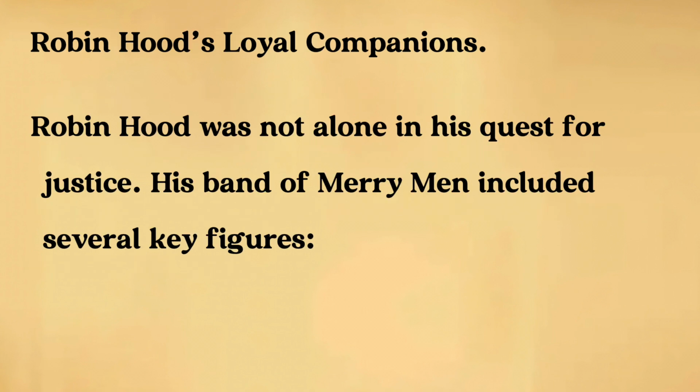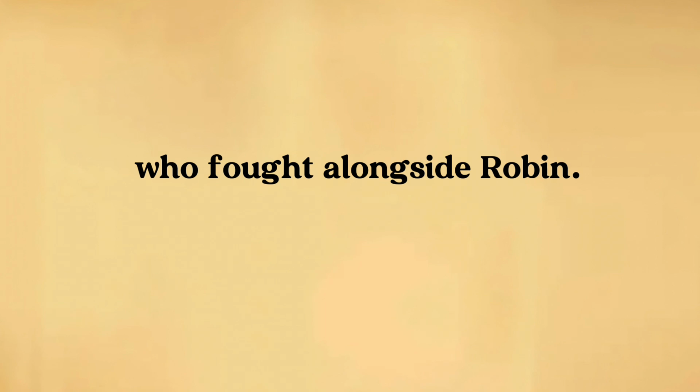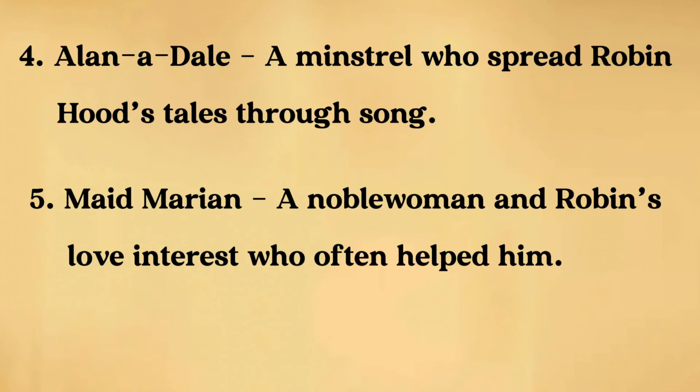Robin Hood's loyal companions. Robin Hood was not alone in his quest for justice. His band of merry men included several key figures. 1. Little John, Robin's right-hand man, a giant with great strength and combat skills. 2. Will Scarlet, a brave fighter and skilled swordsman. 3. Friar Tuck, a jovial but tough monk, who fought alongside Robin. 4. Allan a Dale, a minstrel who spread Robin Hood's tales through song. 5. Maid Marian, a noblewoman and Robin's love interest who often helped him.